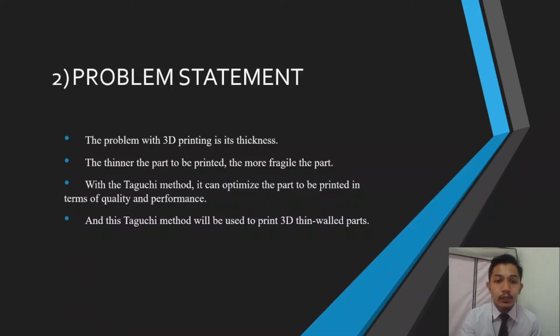Now, I will proceed to the problems I have encountered in my title. To use thin wall parts in 3D printing, thickness is the cause. This is because the thinner the 3D printing part, the more fragile the structure. Here is the Taguchi method, where we can optimize the thin wall parts to determine the quality and the performance of the part.